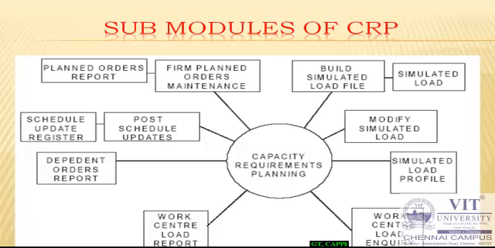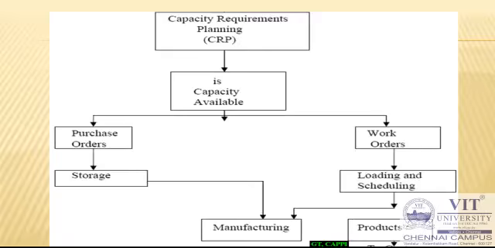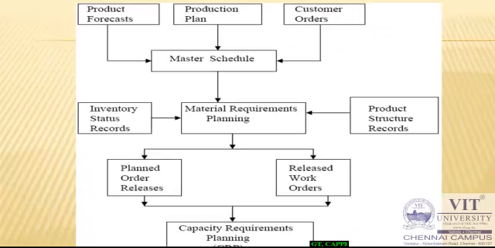The schedule is updated every day for that particular day's process. Then you have to modify it according to the capacity that is available in the plant. You have to generate the new route sheet. So this is a submodule of CRP. The major flow chart for MRP is this one.